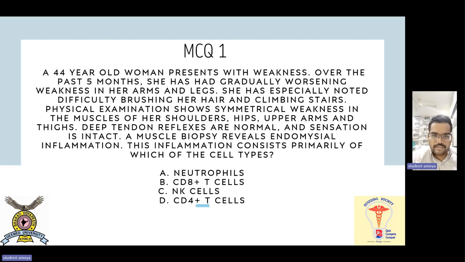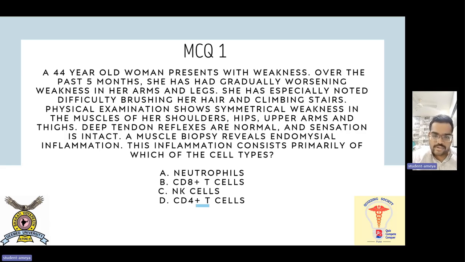So question number 1: a muscle biopsy reveals endomysial inflammation. This inflammation consists primarily of which of the cell types? A, neutrophils, B, CD8 plus T cells, C, NK cells, D, CD4 plus T cells. Okay, so muscle biopsy. So probably this question is from a muscle disorder or a peripheral nerve disorder. Now in this question, if you believe me, there is only one keyword, which is endomysial inflammation.